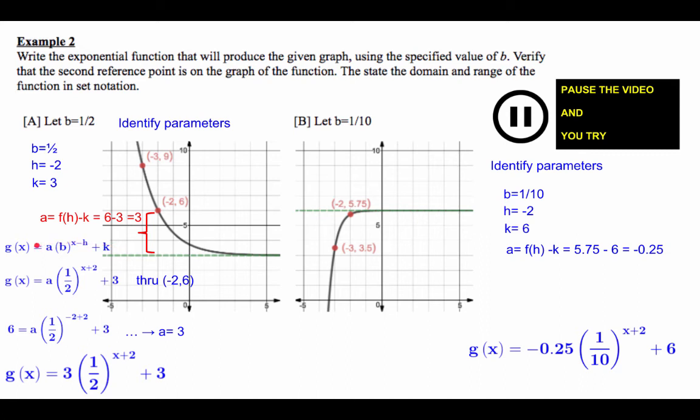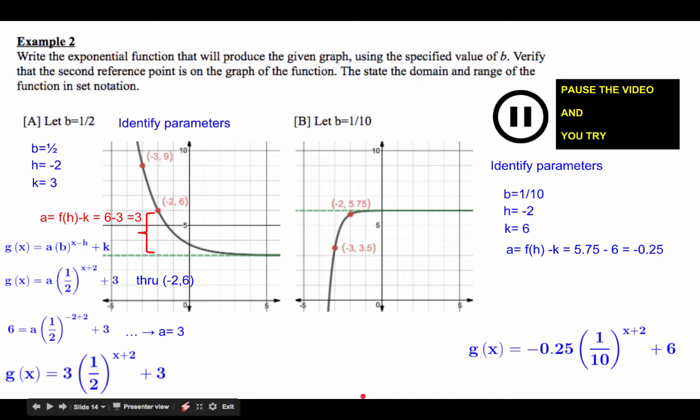Yay. Now, the way to see the a really quickly is that I gave you the y value here, right? 5.75. And my horizontal asymptote is 6. So the difference is 0.25. But because it's pointing down this way, it must be negative, right? So a is negative 0.25. Or you could just plug into the equation and figure that out, just like over here.